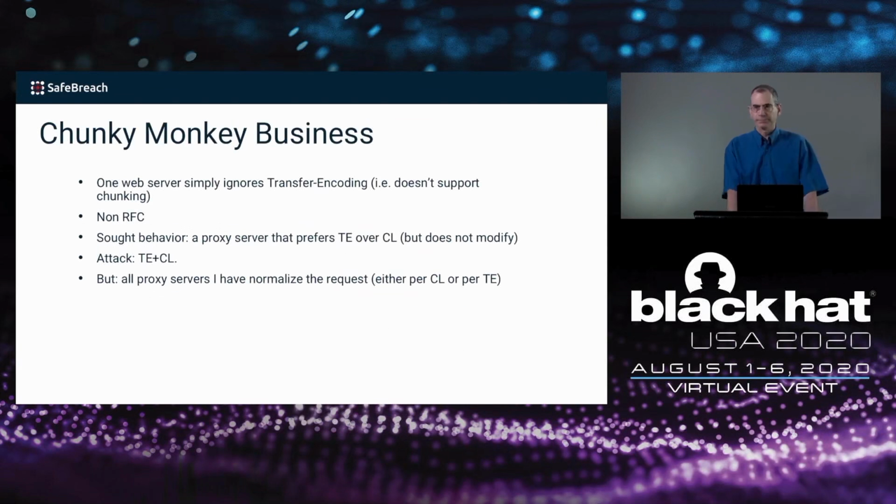Finally, there's one web server that simply ignores transfer encoding, even in HTTP 1.1. Obviously, this is not RFC compliant behavior. What I look for is a proxy server that prefers transfer encoding over content length, but does not modify the request. The attack would be to send a request with both transfer encoding and content length, where the proxy would use the transfer encoding header and the web server would use the content length header. All the proxies I have normalize the request either per the content length header or per the transfer encoding header, so this becomes non-relevant. So I cannot exploit it in my lab.